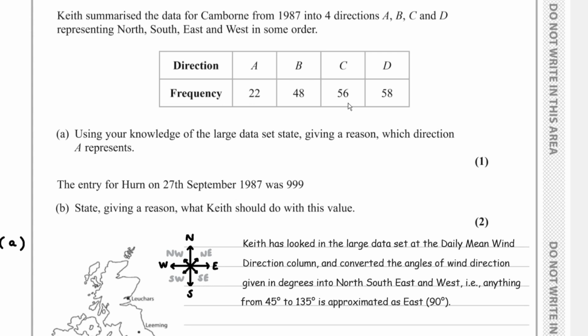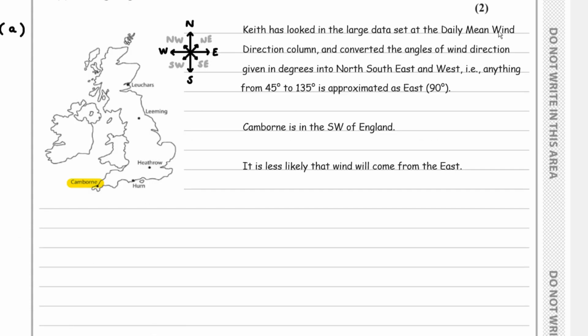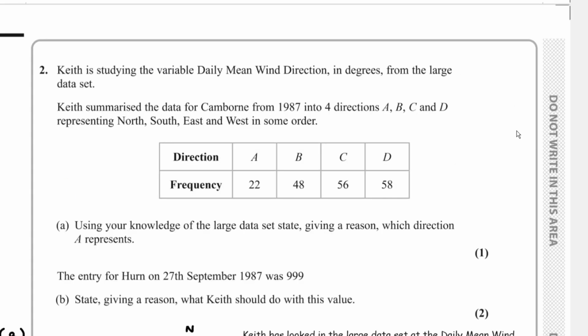If we take a look at the summarised data, we have A equaling 22, B equaling 48, C equaling 56, and D equaling 58. The 22 is the smallest amount from all these, and therefore, as we know that it is less likely that wind will come from the east, we can conclude A would represent east.